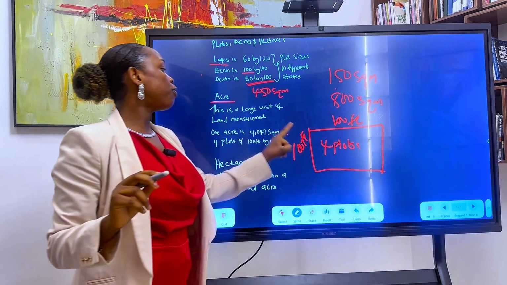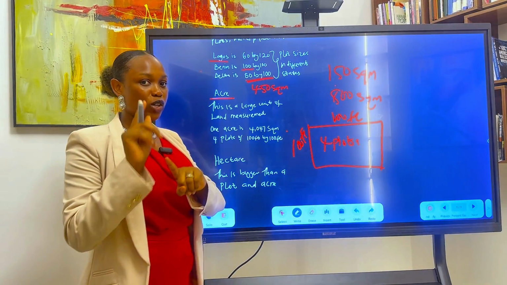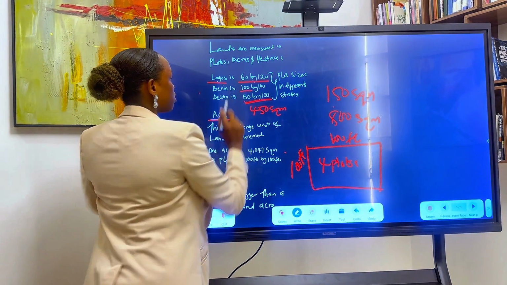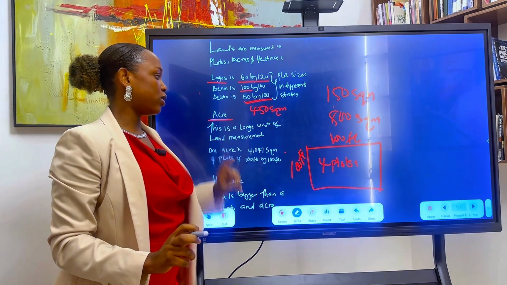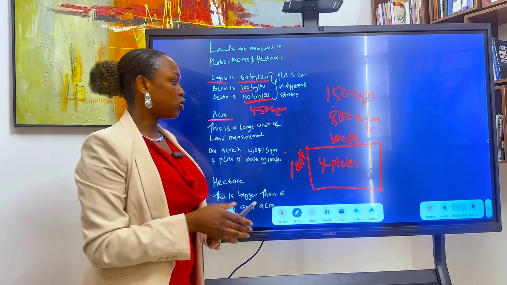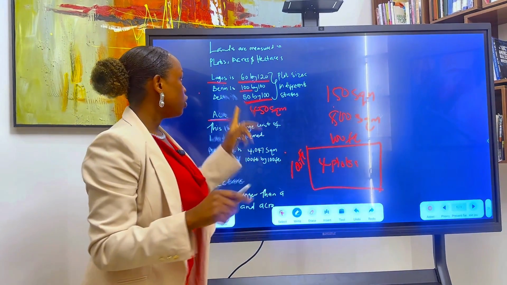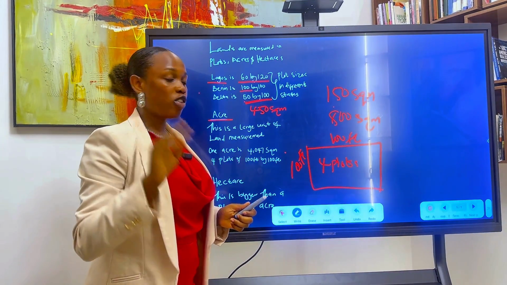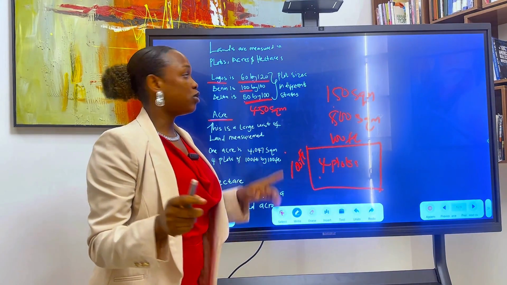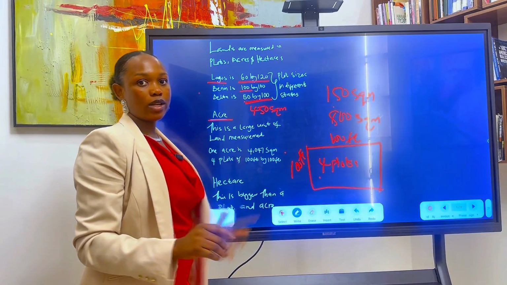So you have 4 plots of 100 by 100 in 1 acre. For Lagos standard measurement, if you remember, we spoke about this. This is for Lagos, 60 by 120. So for Lagos, you have 6 plots of 60 by 120 in 1 acre. For Benin, which is Edo, you have 4 plots of 100 by 100 in 1 acre. Then for Delta State, which is 50 by 100, you have 8 plots in 1 acre.